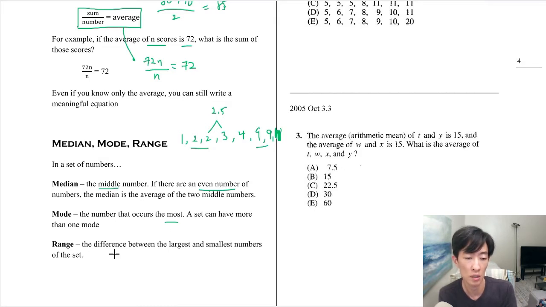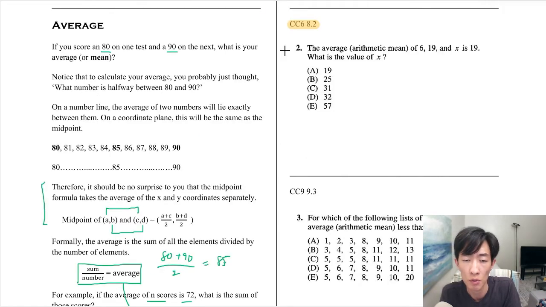The range is easy to calculate. It's the difference between the largest and the smallest number. So in this particular set, the largest is 9, the smallest is 1. You subtract those 2. And so the range in this particular set, as it's written now, is going to be 8. Now we'll try some problems.